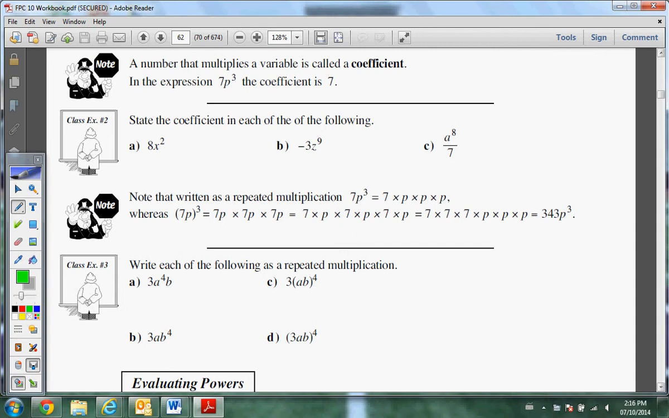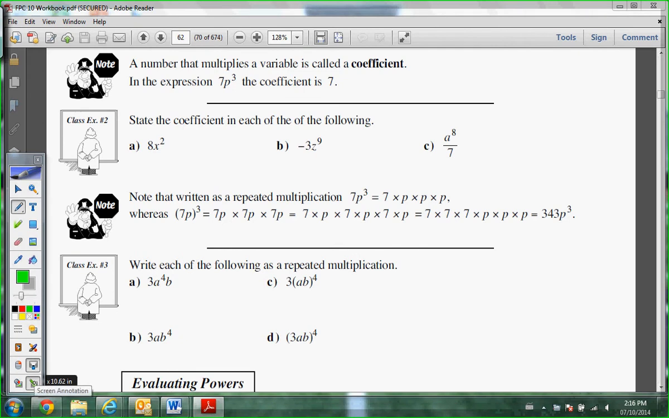So right here, if we state the coefficients, Tatum, what's the coefficient of this one? 8. 8 is the coefficient of my x squared. Janae, what's the coefficient of this one? The -3. Great. Brandon gets the hard one. C, what do you think it is? Close. 1/7. Because right here, this is the same thing as this. That 1/7 just comes in, so 1/7 would be your coefficient there.